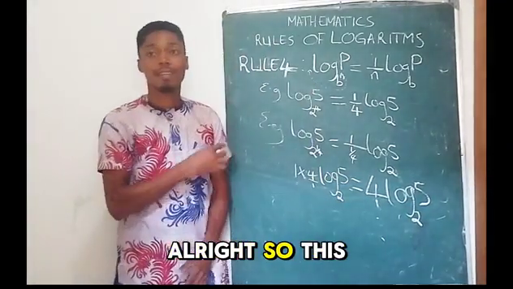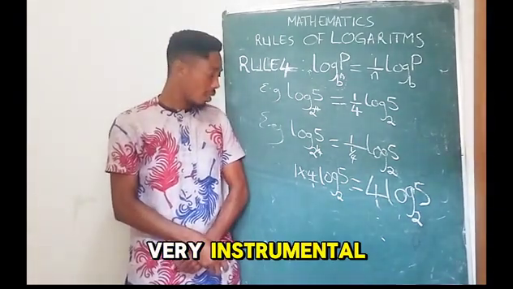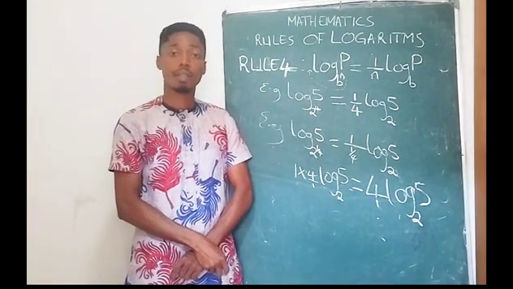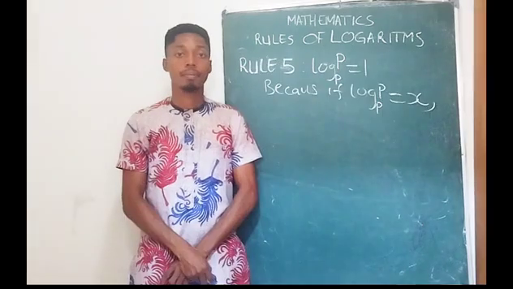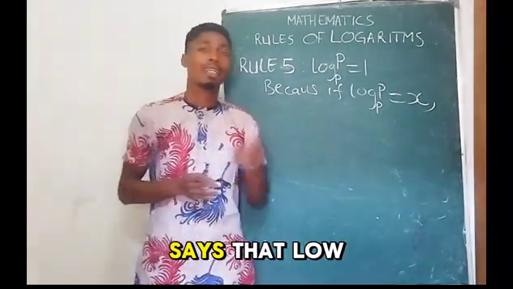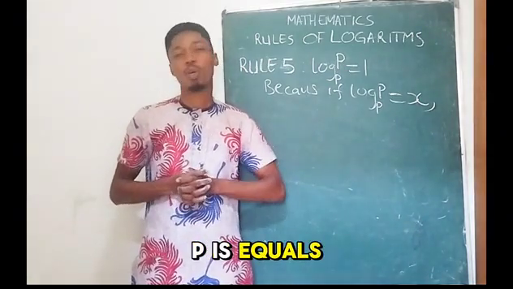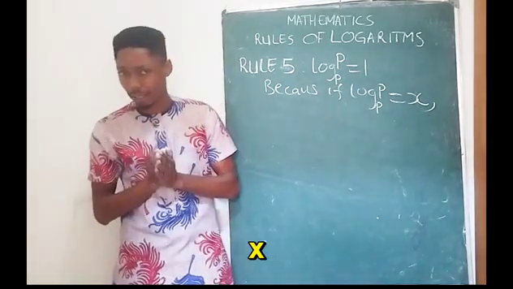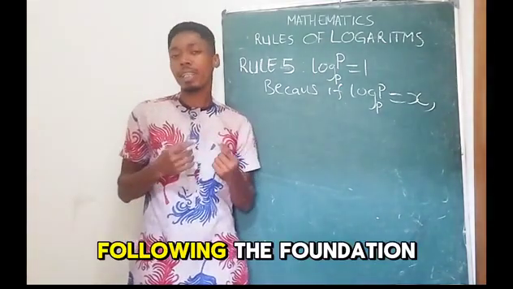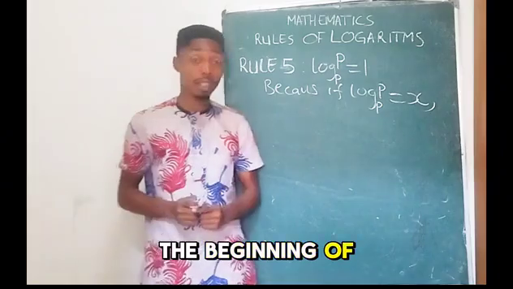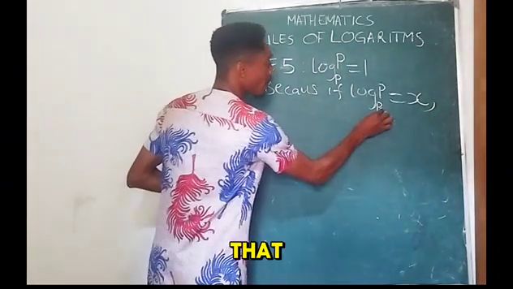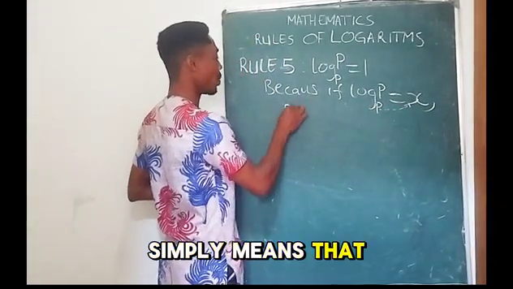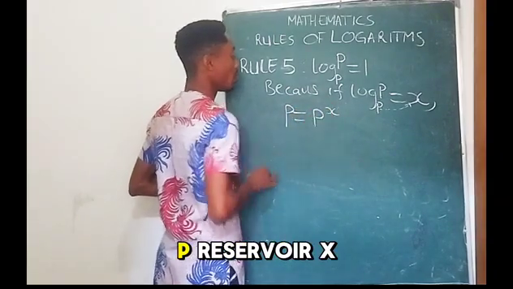So this law is also very instrumental, very important in logarithms. We move to the next rule. Rule number 5 says that log p in base p is equal to 1. This is because if log p in base p is equal to x, following the foundation we built at the beginning of this class, it simply means that p equals p raised to the power x.